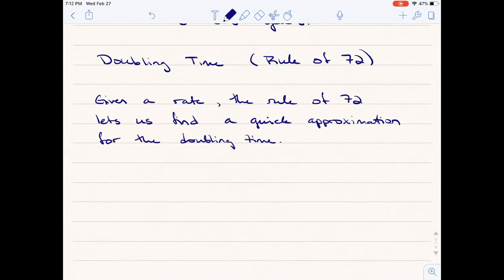And this works for everything, not just interest rates, right? It could be for population rates. It can be for, I don't know, disease rates. So any rate that you can think of, we can use the rule of 72 just to get a quick idea of how long it is going to take to double.